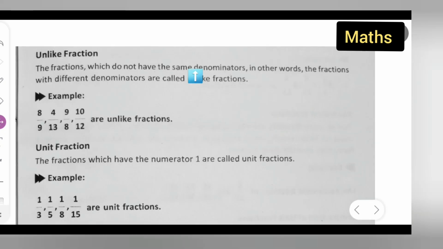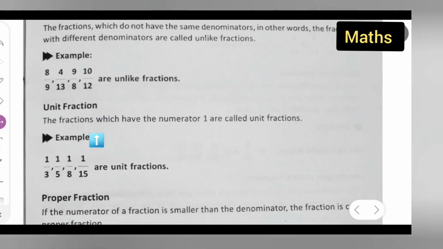Next, let us see what unlike fractions are. The fractions which do not have the same denominators. Here the denominators are different. In other words, fractions with different denominators are called unlike fractions. An example is given over here: 8 upon 9, 4 upon 13, 9 upon 8, 10 upon 12. They are unlike fractions because the denominators are different.